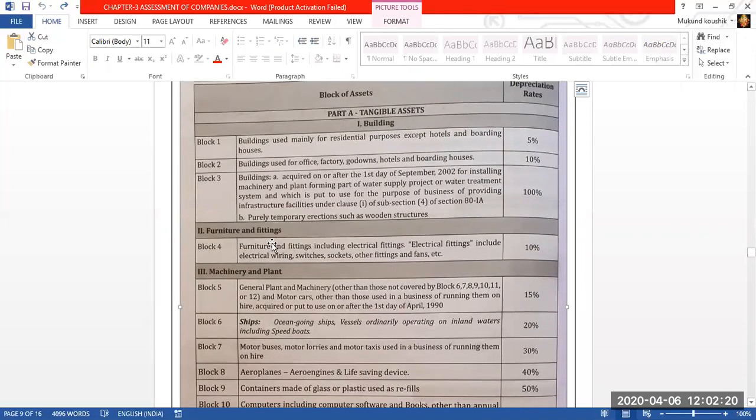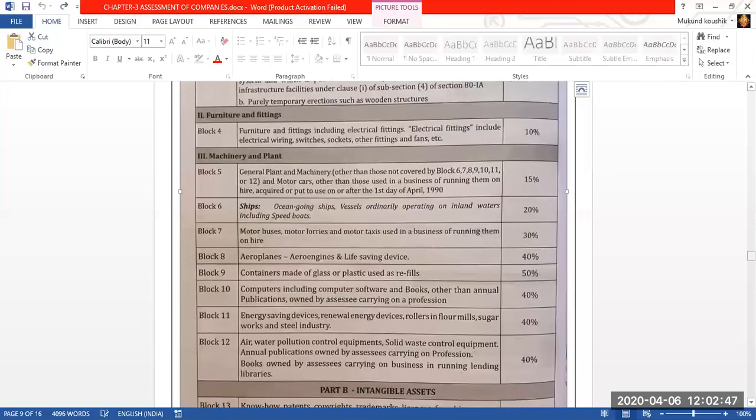Then again, the second category under part A of tangible assets is furniture and fittings. Furniture and fittings include electrical fittings, and electrical fittings include your electrical wiring, switches, sockets and any other fittings such as fans, air conditioners, etc. If you look at this block for furniture and fittings, the rate of depreciation charged on the same is 10%.